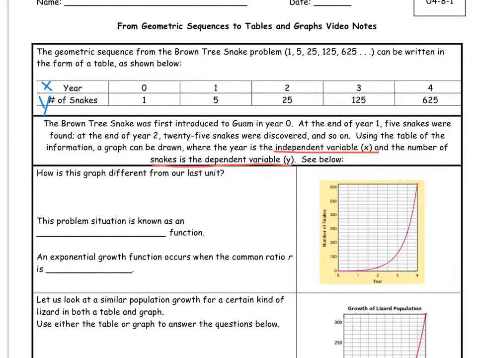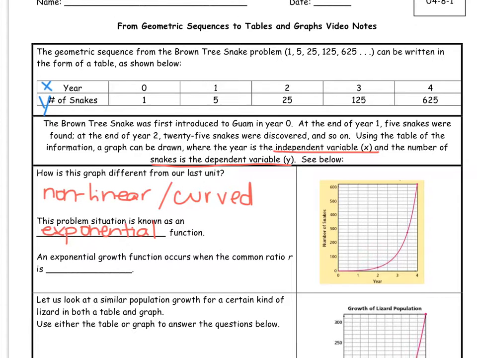So how is this graph different from our last unit? Our last 2 units we focused on linear equations, and this graph is nonlinear, and specifically this graph is curved, and there is a name for that curve, and we'll talk about this in the unit. This problem situation, this curve or this graph, is known as an exponential function. And exponential functions increase or decrease very quickly. And that's how we get this curve shape right here.